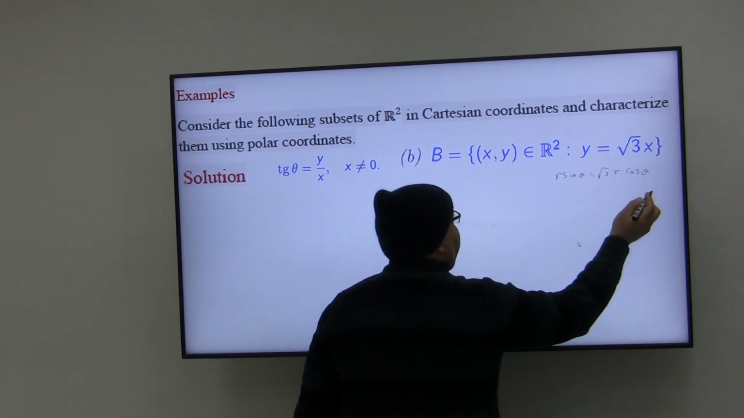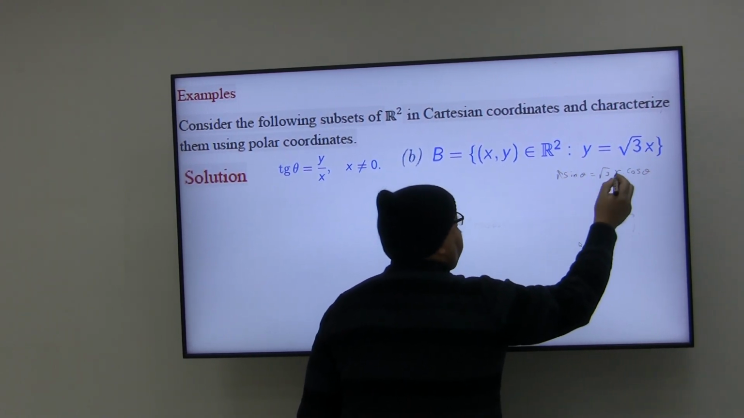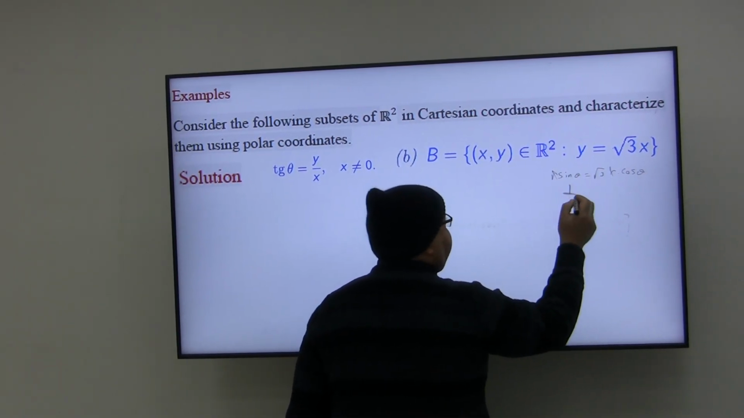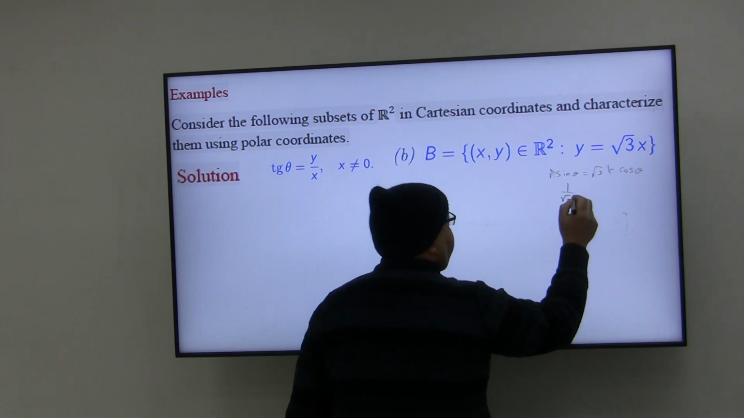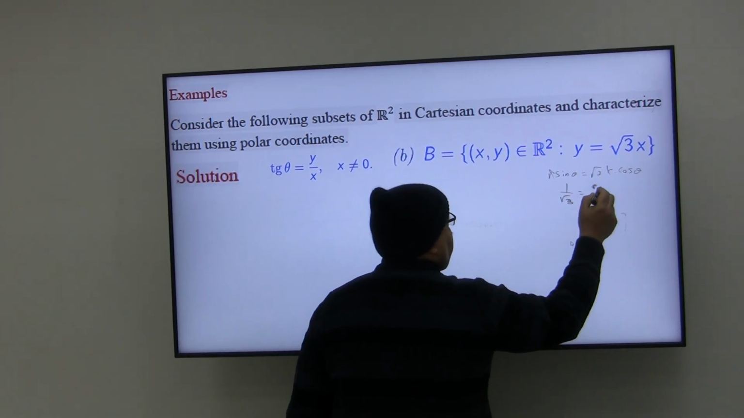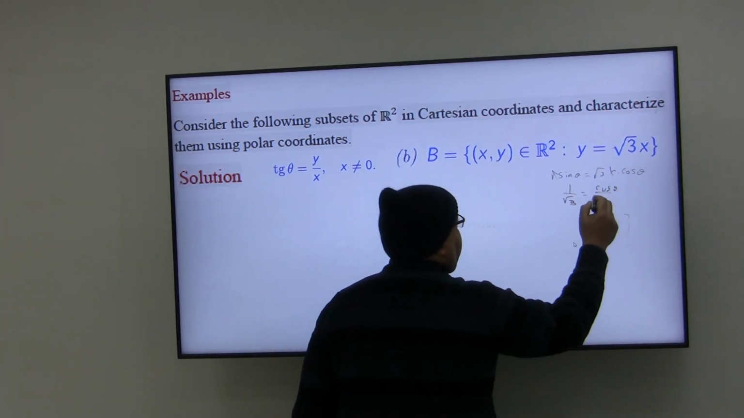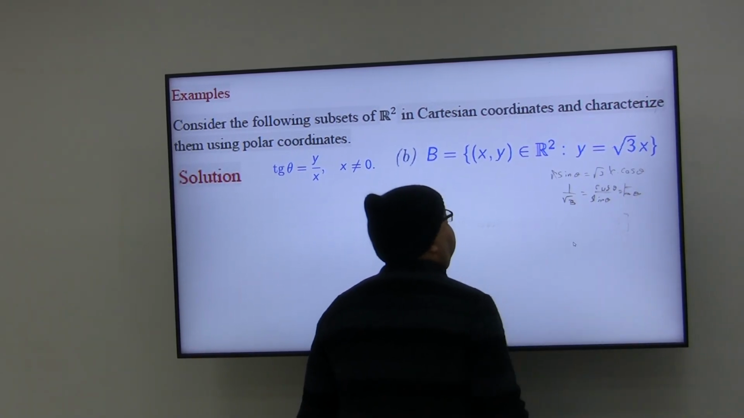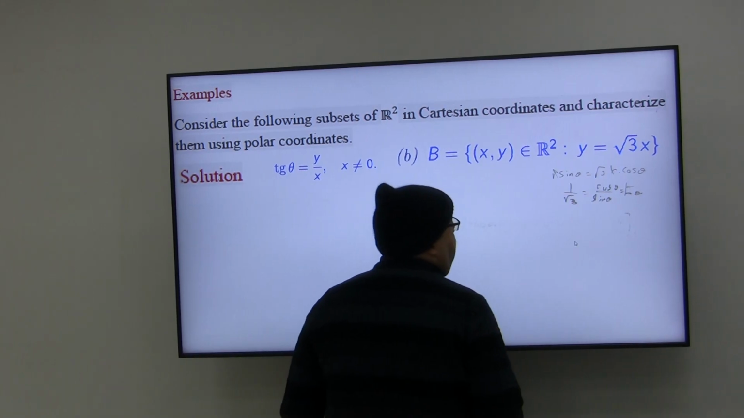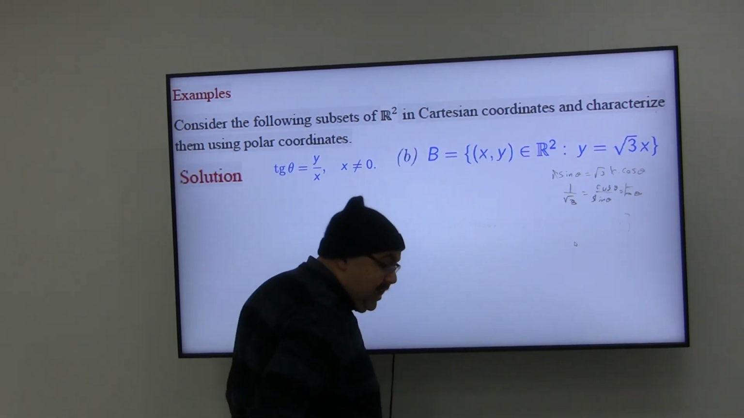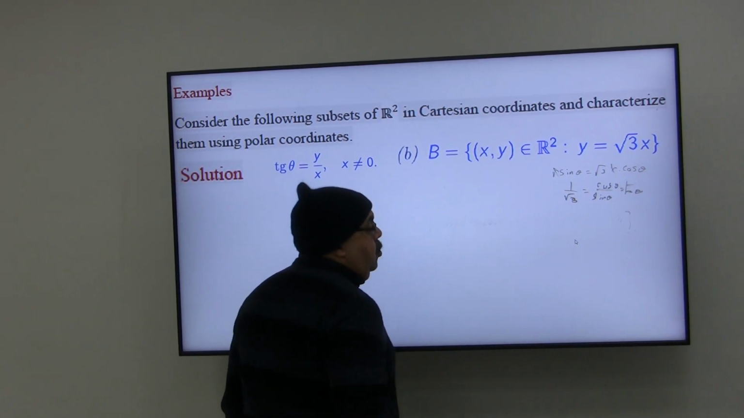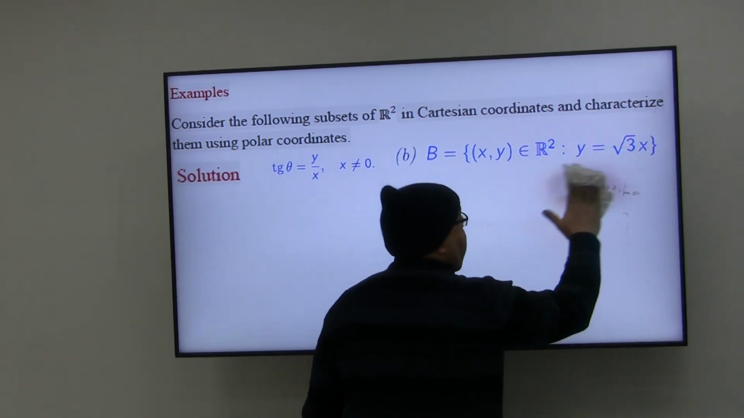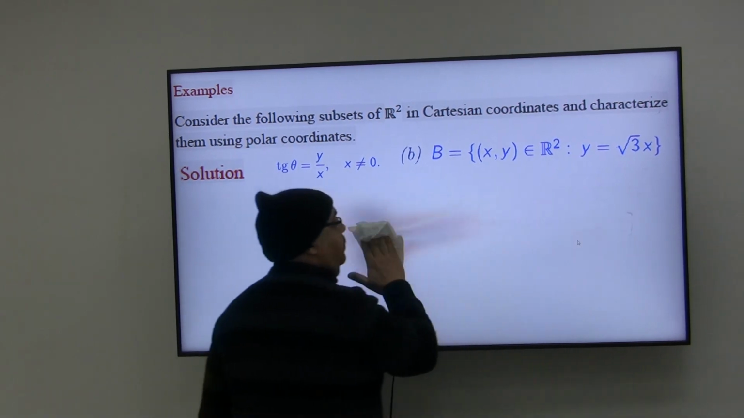If I try to arrange them, the r's will vanish with each other. I can bring root 3 on this side. Here we go. And this is gonna be sine theta over cosine theta, which is tan theta, as you will see. So now I can get the angle, which is theta equal to tan minus 1 of 1 over root 3, which is pi over 6, as you saw previously.